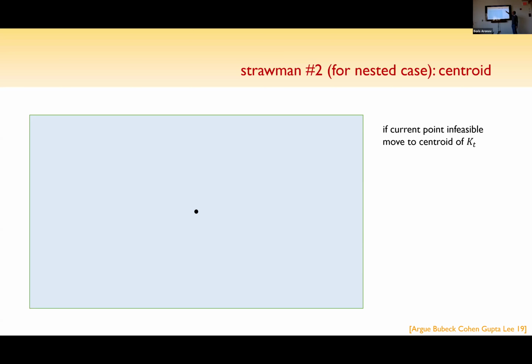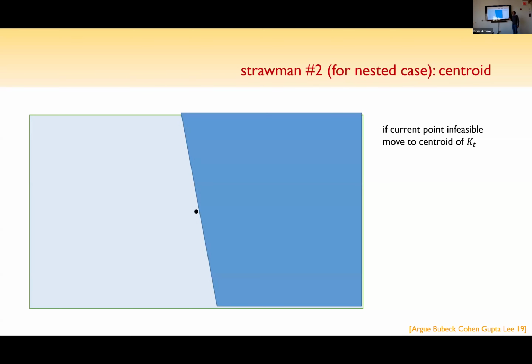Okay. So the algorithm is: if the current point is infeasible, then look at your current set and move to the centroid. Now, my current point is infeasible. I need to move to the center. Why is this good? It's this sort of fact, and this is Grunbaum's theorem. Some of you have seen it before.